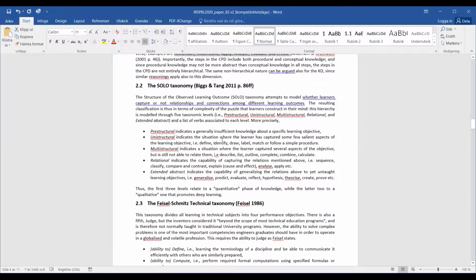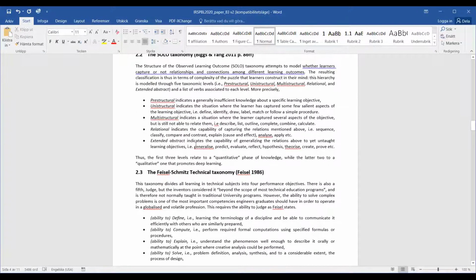The SOLO taxonomy is not that different actually, but you have five different levels of knowledge or understanding. They are pre-structural, unistructural, multi-structural. Those are more of a quantitative kind of knowledge, a lower part of learning, so to speak. And the later two, relational and extended abstract, is when you really understand what you're doing, in short.